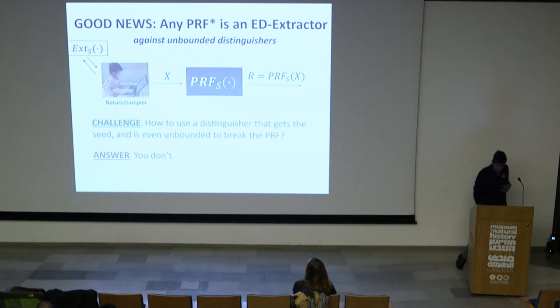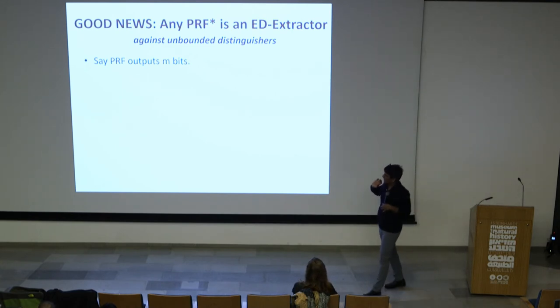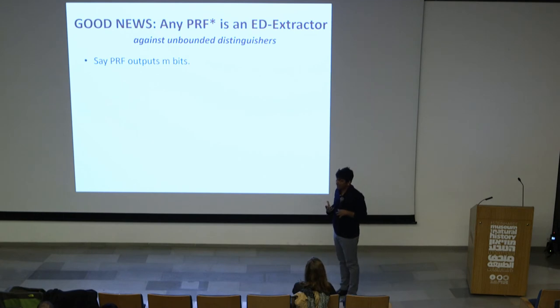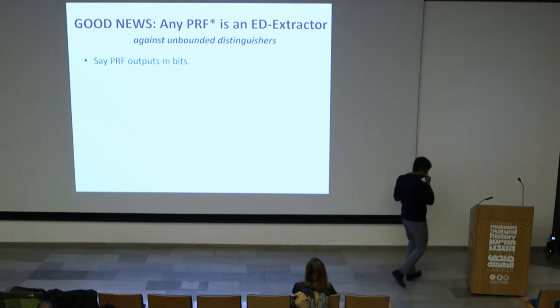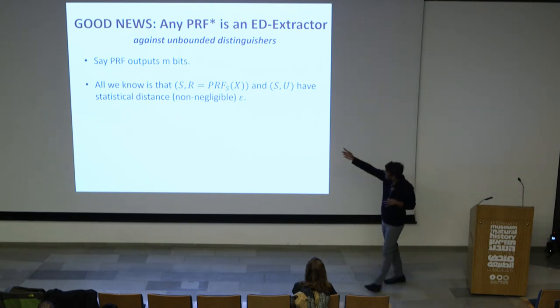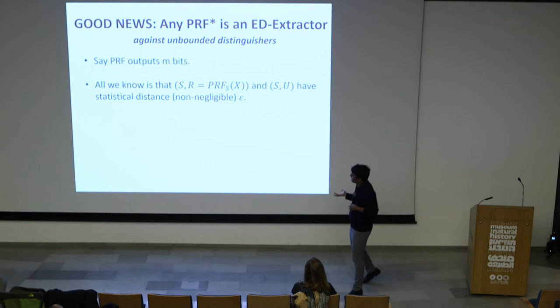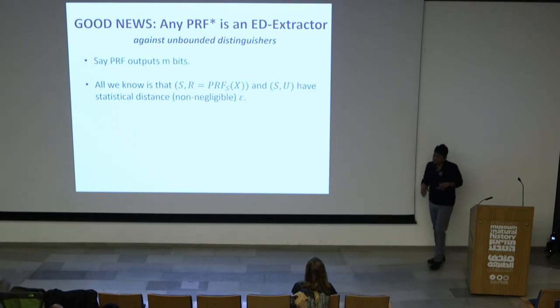Okay, so let me tell you the proof in a few words. Assume that the pseudo-random function outputs m bits. I really want m to be bounded, and that's to Zvika's question. For a moment, if you want, think about one bit. All I can assume is that these two things, S together with the output PRF of x, and S together with a random string, are statistically indistinguishable. That's really all I can assume, because the distinguisher is computationally unbounded. The statistical distance is some non-negligible epsilon, that's it.